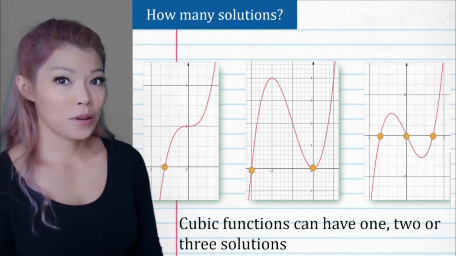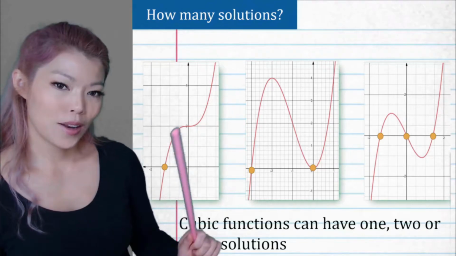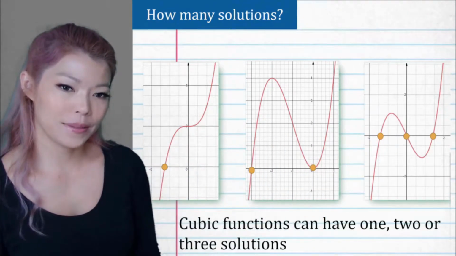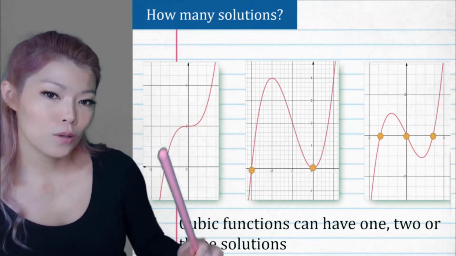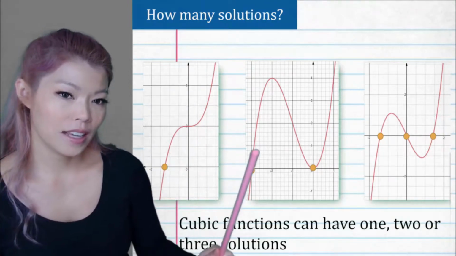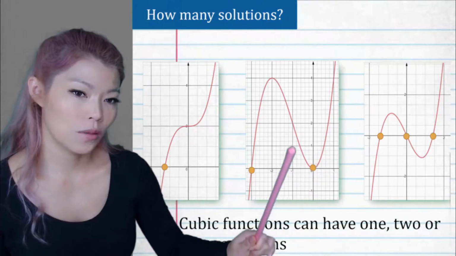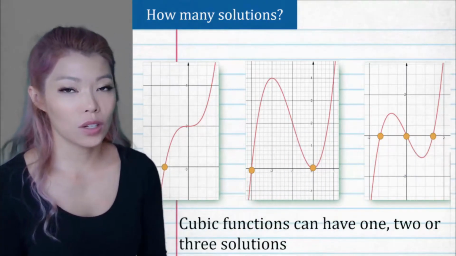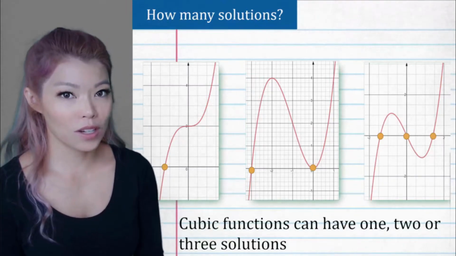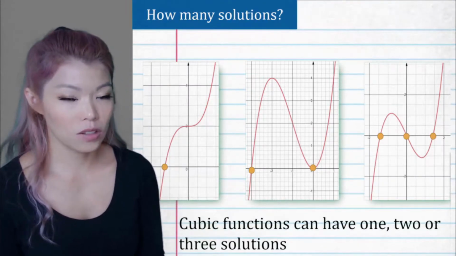What do cubic equations look like? They look like these types of graphs. How many solutions, so how many x-intercepts? Well, when it looks like this, we can see there's only one. Here we have two, where the turning point is one of them. And here we have three. So in cubic equations, we can have up to three solutions.